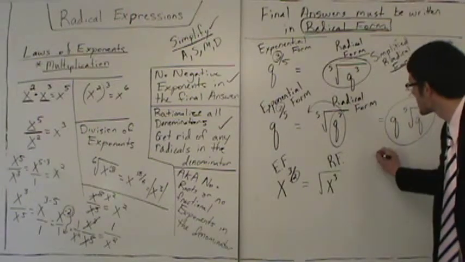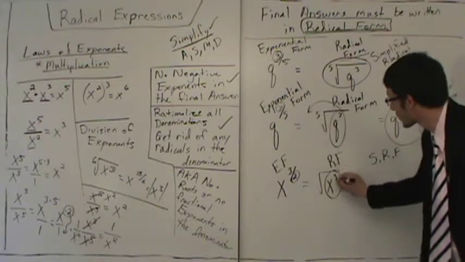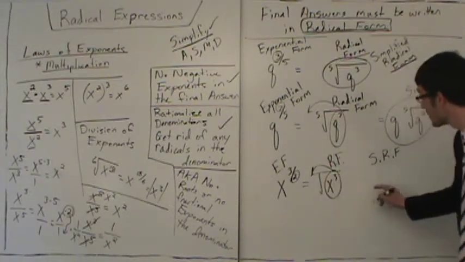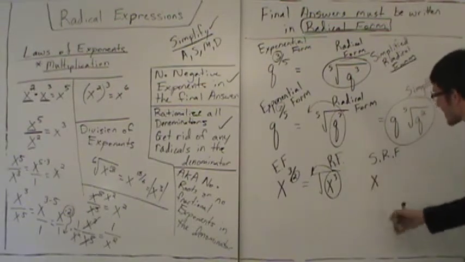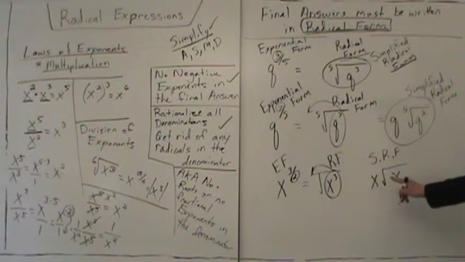And now to get to simplified radical form, we have to ask the question, can we take out groups? Yes, we're taking out groups of 2. There are 3. We take out a group of 2 x's. We end up with an x on the outside. What's left under the root? Just 1 x. So this is our simplified radical form.